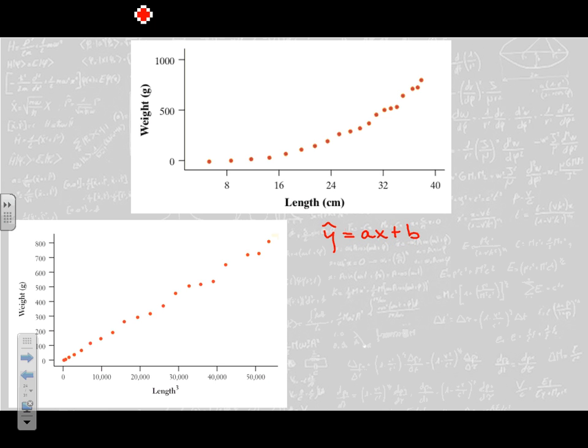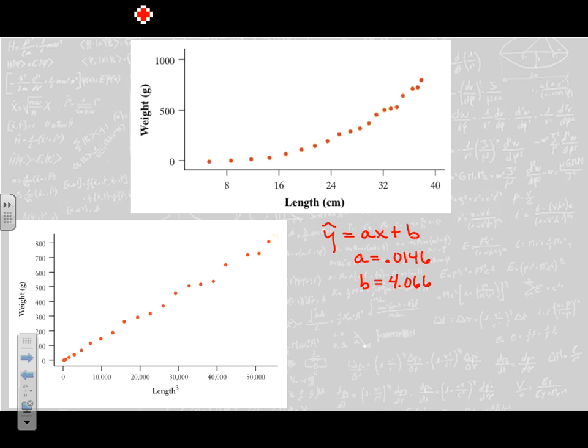So what is the a value? What's your slope? 0.0146. And what's the y-intercept? So everyone agree with those values?